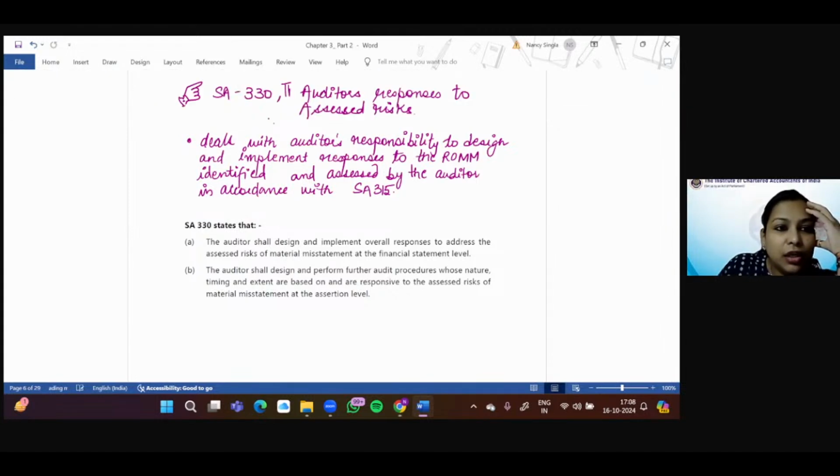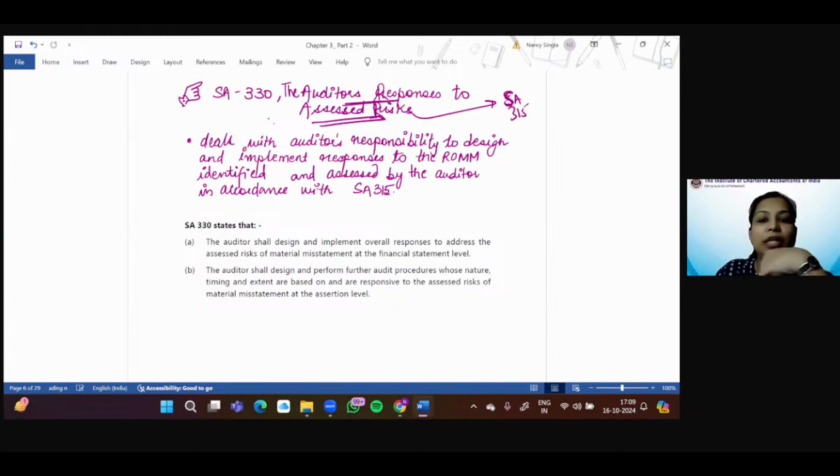The auditor's responses to assessed risk. Where has he assessed such risk? Under SA 315. What is the name of SA 315? Identifying and assessing the risk of material misstatement through understanding the entity and its environment. Are you able to understand what we are studying? And in fact, what we are revising. These are the revisionary classes. I hope you are taking full advantage of these classes, students.